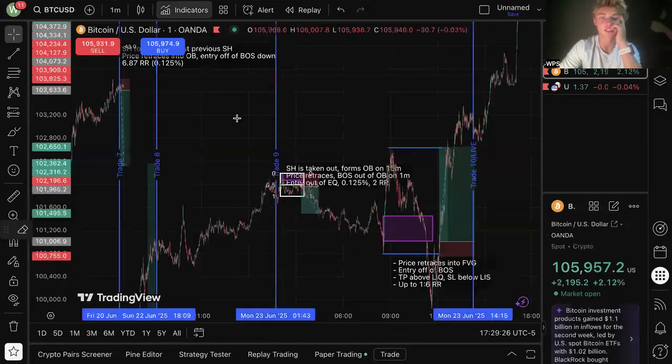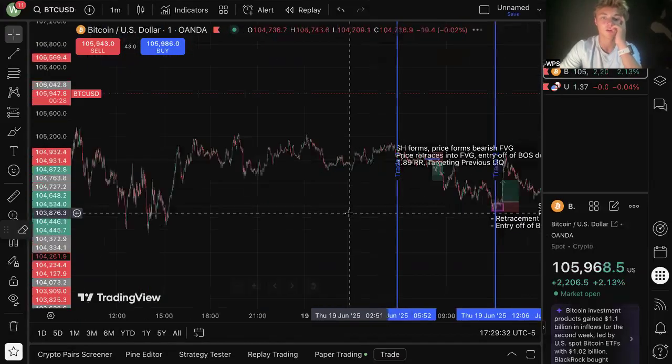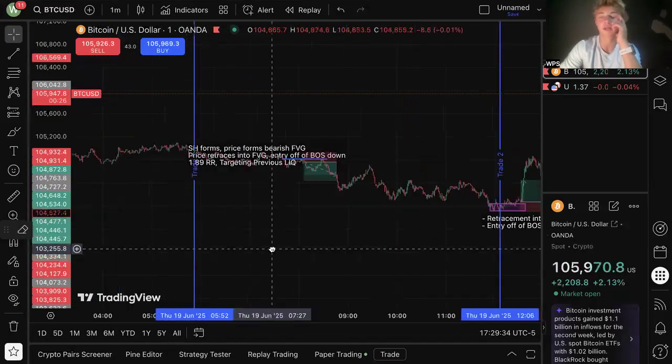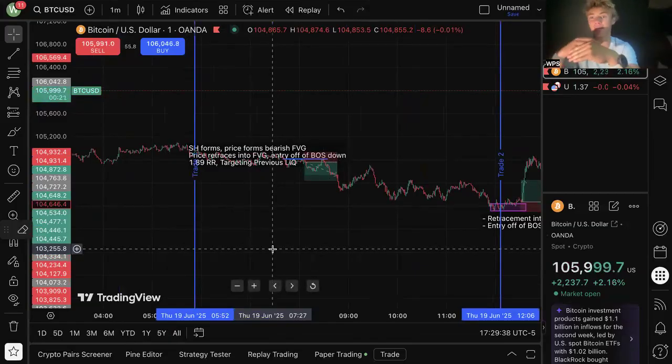Now, these are the 10 back-tested trades I found on USD Bitcoin. First, right here, I'm going to go quite fast on these just because I've done many of these before, and I'm not going to say every single confluence I have every single time.